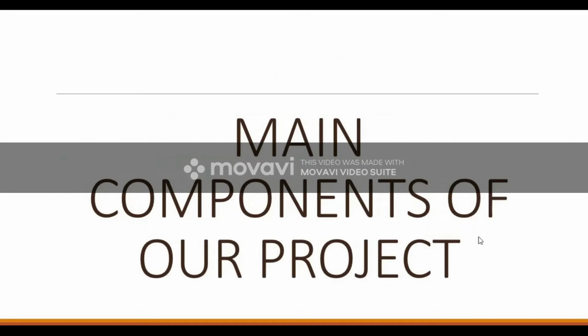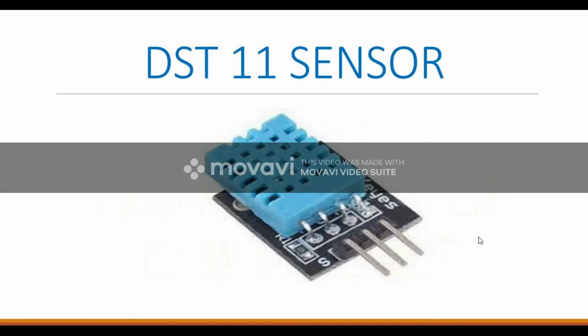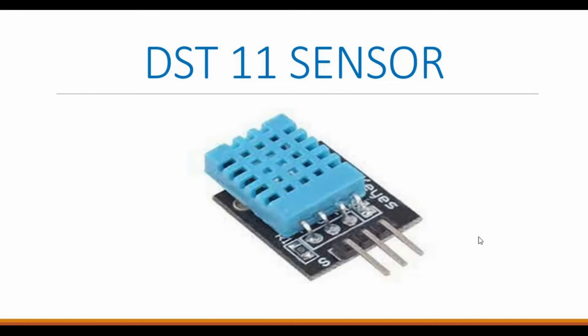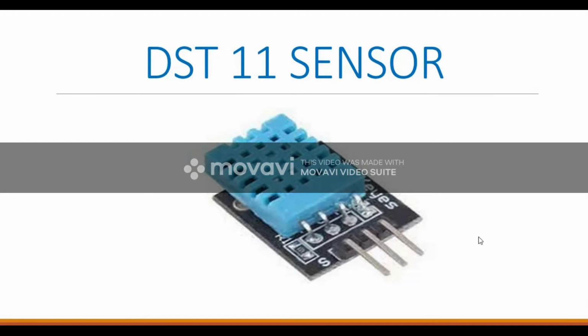So what are the main components of our project? The first component is the DHT11 sensor. It can do two jobs at once, giving the temperature and humidity both together. It is very small in size, which helps us to make our project very compact.